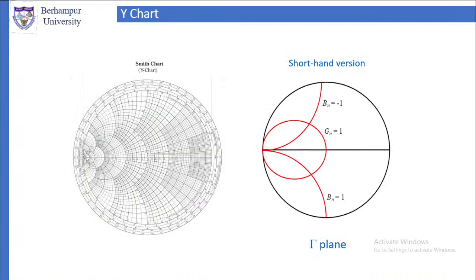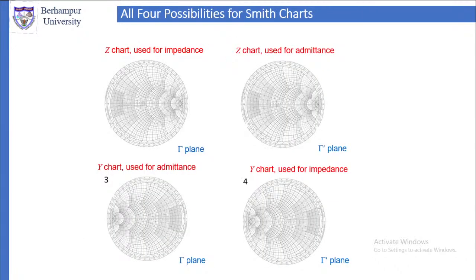So this is the Y chart as in the previous case. I am not going to discuss it. Now I will show you 4 possibilities for the Smith chart. One is the Z chart, or the Smith chart. This is mostly used; the most common use is the Z chart. Then the Z chart can be used for admittance, which is the second one. In the top right hand side is the Z chart being used for admittance.